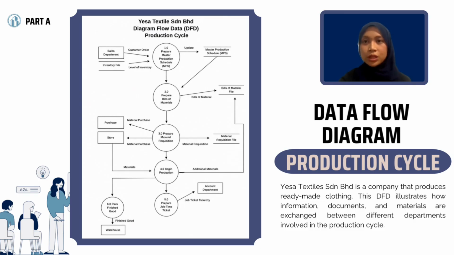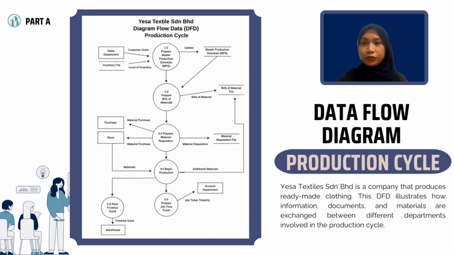This ensures that all material requests are properly tracked and controlled throughout the production process. Next stage is process 4, which is to begin production. Once the materials are transferred from the store, production officially begins. The store supplies the required materials to the production process. If during production there is a need for additional materials, the request will be updated and recorded in the bills of materials file. This helps ensure that material usage is properly controlled and monitored during production.